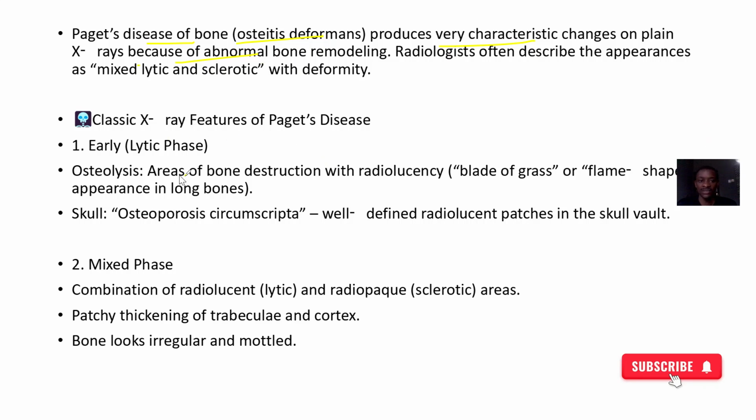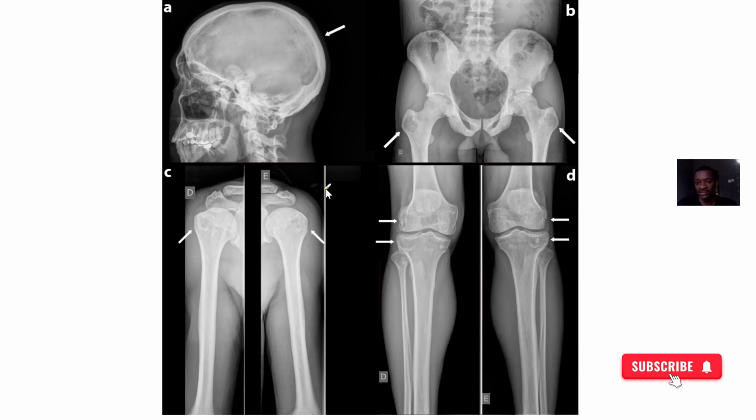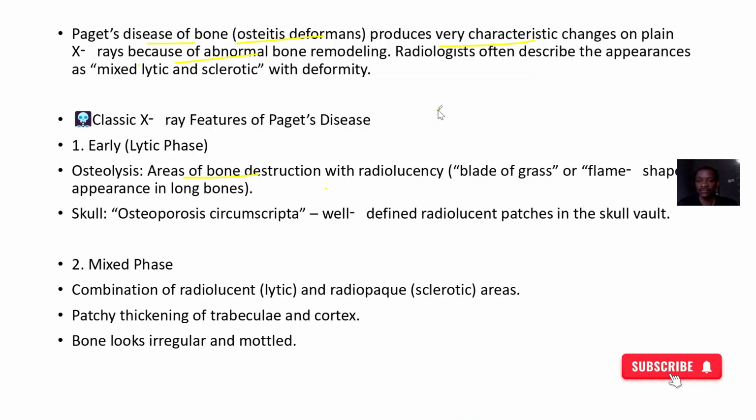So in early lytic phase, you see what? Osteolysis. So you see areas of bone destruction with what? Radiolucencies. Okay, shows you that it's losing its thickness. So you see what is known as a blade of grass or a flame-shaped appearance in long bones.